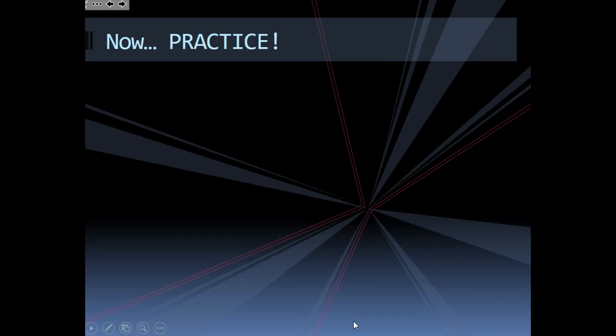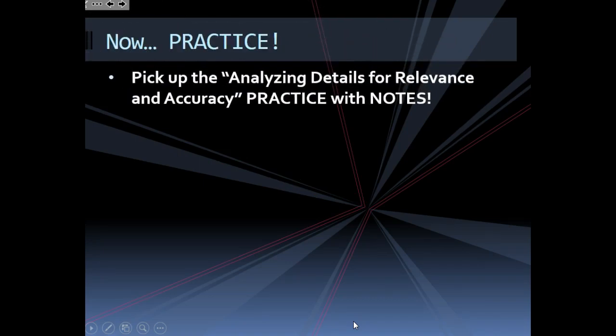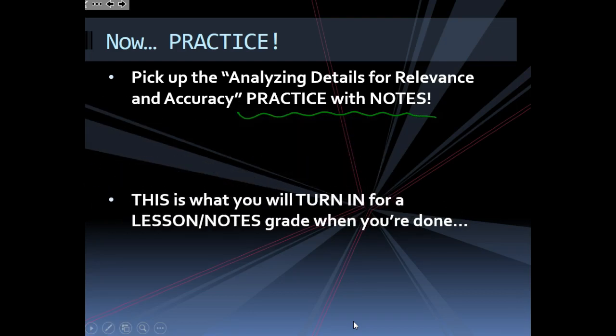So, now we're going to practice, and we're going to walk through a couple things together. So, come pick up, please, this paper that says Analyzing Details for Relevance and Accuracy, and it'll say Practice with Notes on the top. And this is what we're going to kind of walk through together. Ultimately, you're going to turn in that for kind of a grade and some notes and easy stuff, and that will help you with your actual assignment. So, keep these notes. Come pick up the paper that says Practice with Notes.